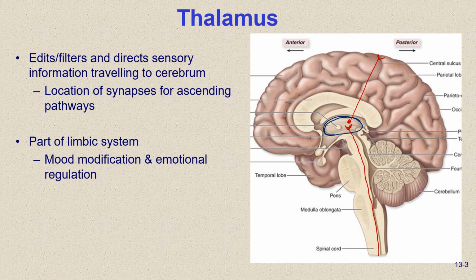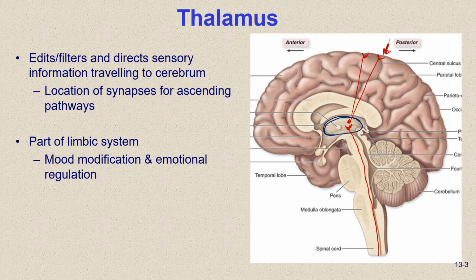And so if you stepped on something sharp, the impulse might go to that part of your cerebral cortex. But let's say you bumped your knee or you bumped your elbow, then that information would come up and be sent to a different part of your cerebral cortex. And so the thalamus, to some extent, edits, filters, and directs sensory information that's heading to the cerebral cortex.